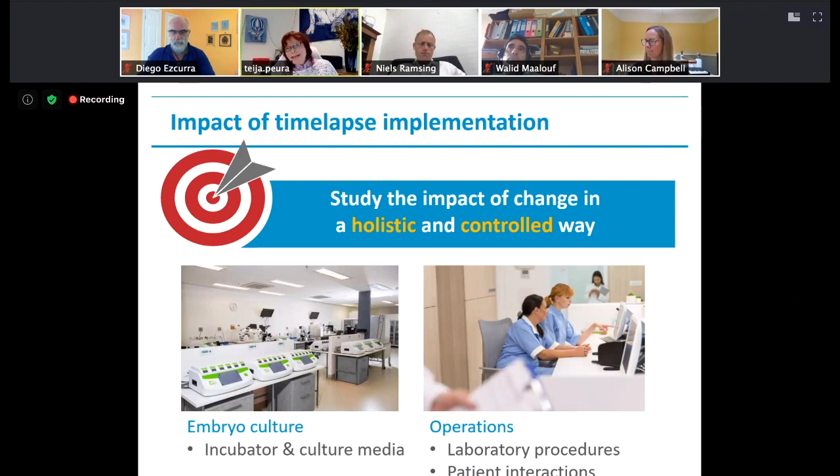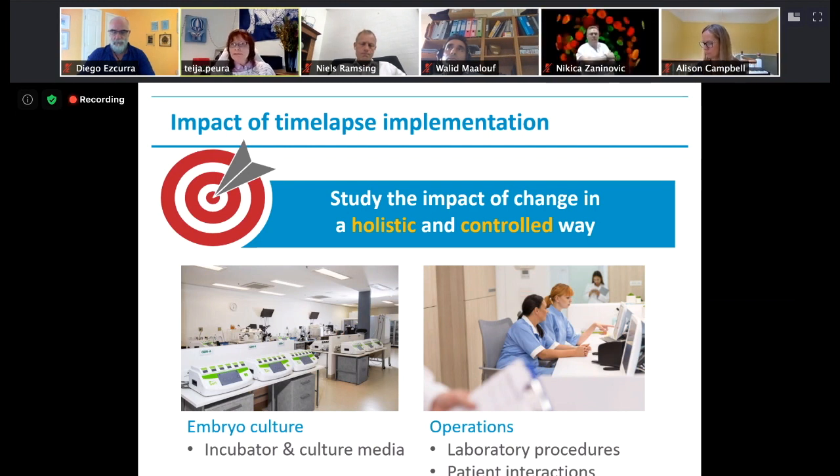So quite early on, Genea clinics realized that time-lapse is something that they want to do, and without rushing ahead and doing these changes without proper due process, they also realized that they have to study the impact of change in a very holistic and controlled way, and look not only at the embryo culture but also at the operations factors.